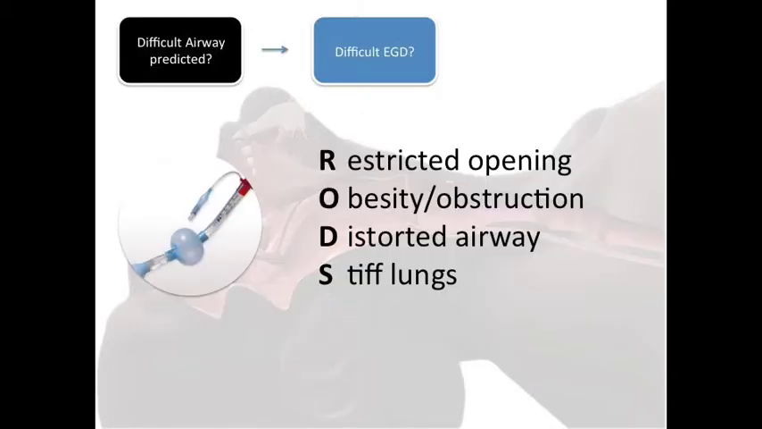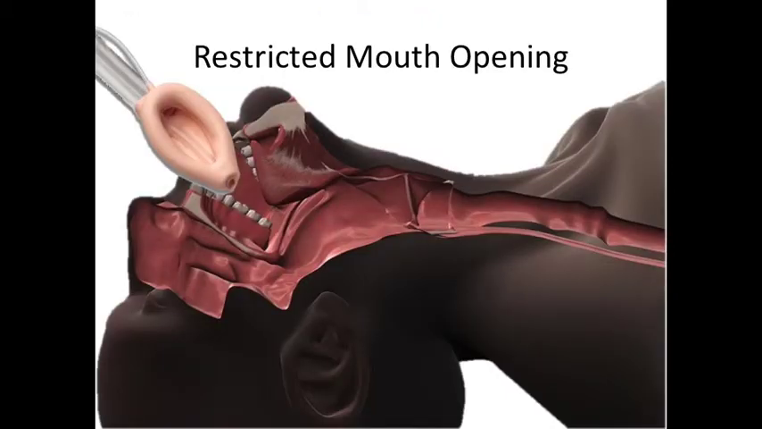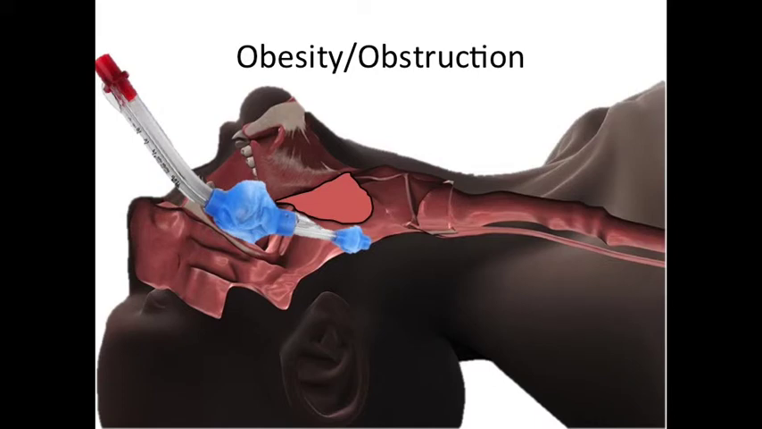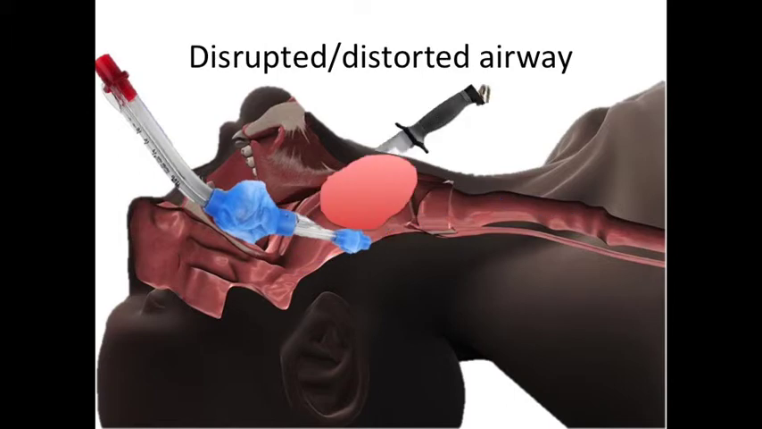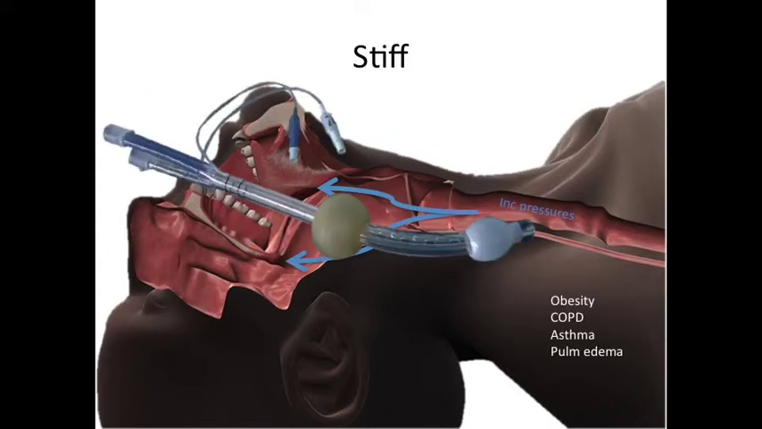The next mnemonic helps you determine those patients who may experience difficult extraglottic device placement. The R is for restricted mouth opening, which may be due to their natural anatomy or an injury or C-collar placement. O is for obesity or obstruction. Obese patients in general have higher airway pressures, which may actually overcome the leak pressure of extraglottic devices. D is for disrupted or distorted airway, which may be due to injury. And S is for stiff lungs, which once again will cause increased lung pressures.